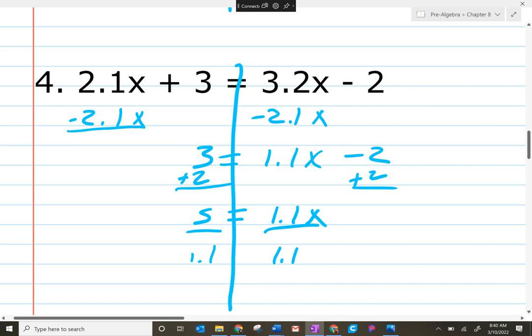I got 5 divided by 1.1. I got 4.5 with the remainder, but that's all right, equals x. It's 4.54545 forever. But that is what x is going to equal.